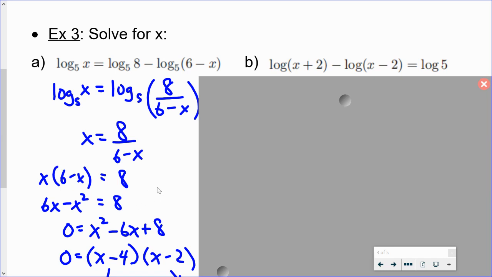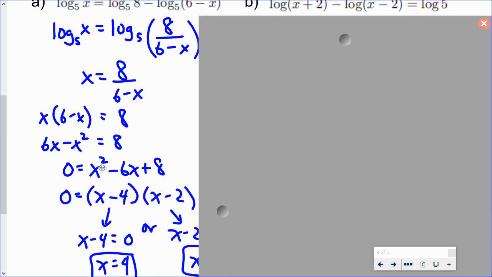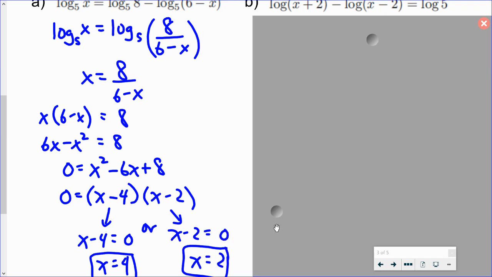I can multiply both sides by 6 minus x, expand, bring everything to one side, all my terms to one side. And notice I have a quadratic equation, so I'm going to factor it. And when I factor it, I see that either x minus 4 must be equal to 0, which means x is equal to 4, or x minus 2 must be equal to 0, which means x is equal to 2.